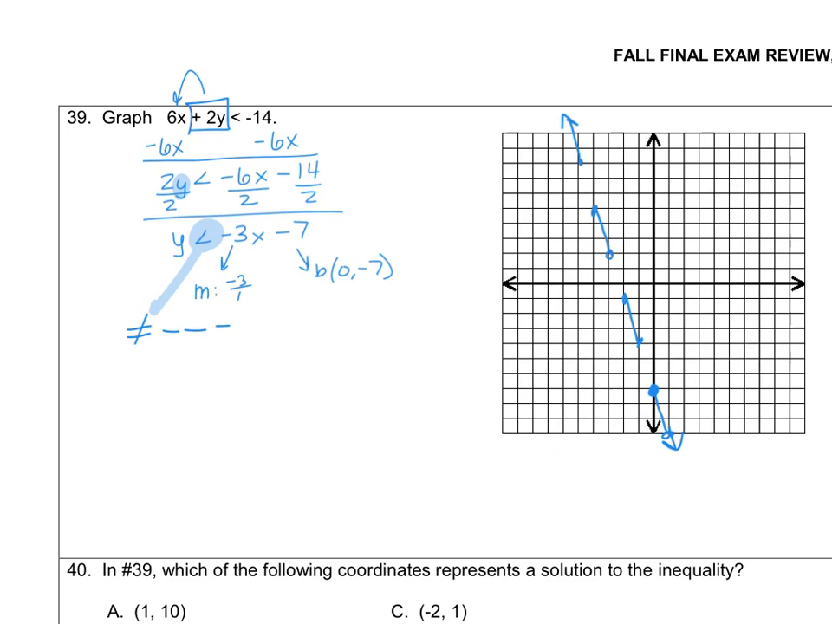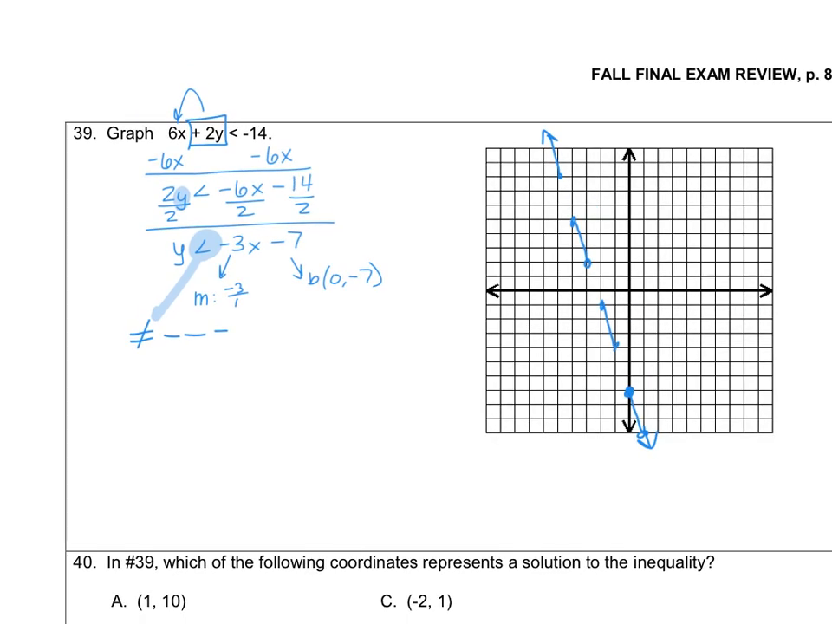All right, and then we're going to look at how to do the shading. We can look at the fact that it's going to be less than my y-intercept, but I prefer to look at (0, 0), so I'm going to test that point and plug everything in. 6 times 0 plus 2 times 0, is that less than negative 14? Well, that zeroes everything out. Is 0 less than negative 14? No. So that means (0, 0) is not part of the solution, so it's not going to be part of the shaded area. I'm going to shade on the opposite side, far away from it, and less than my y-intercept.